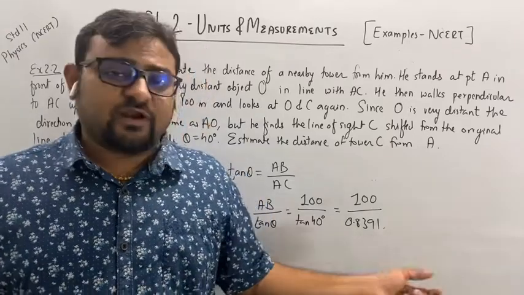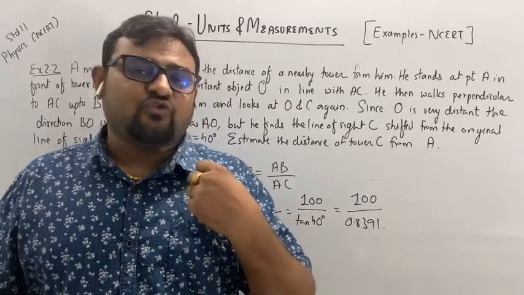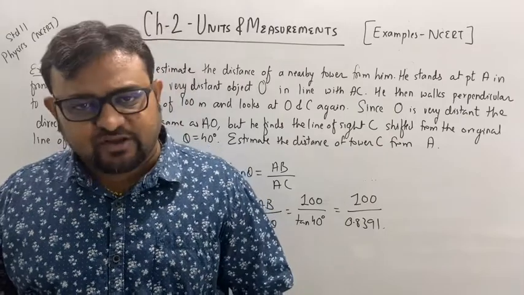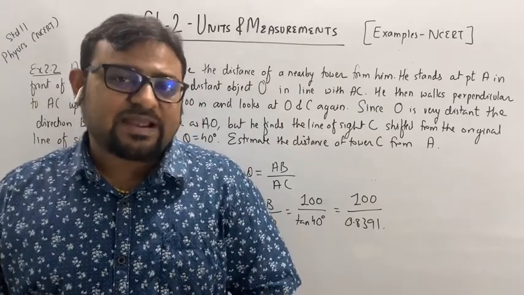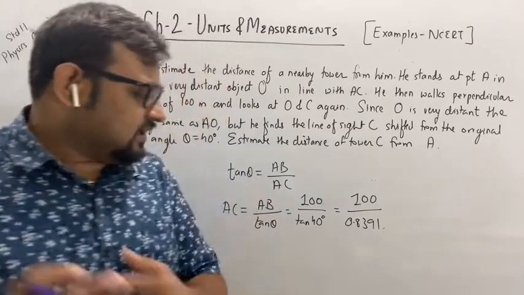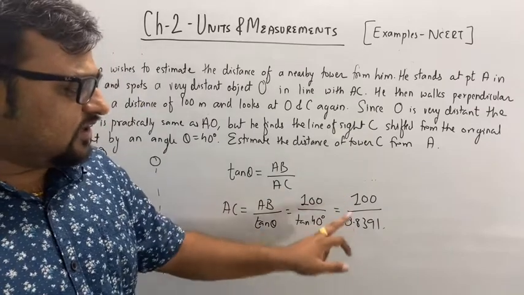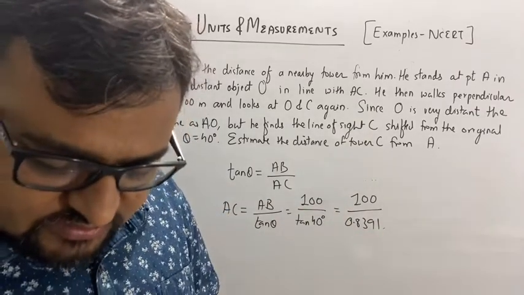That we will study in a different video lecture. I will teach you how to find the sine and how to find the tan using the trigonometric table, in another video lecture. But at present, just consider that the value of tan 40 is 0.839. So 100 divided by 0.839. Let me calculate it.